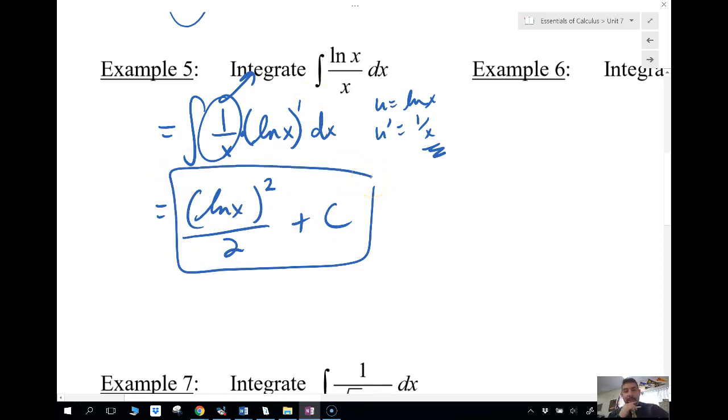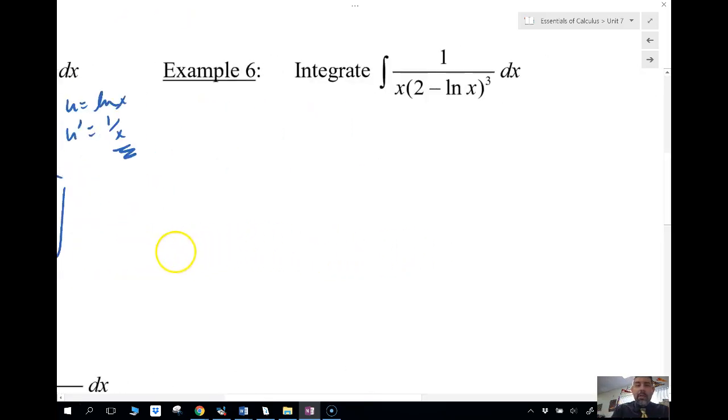That's my answer, guys. So whenever we see an ln x inside our integral, at least for calculus AB, we're going to want to find a 1 over x so we can do this integral by reverse chain rule. Let's take a look at another one.